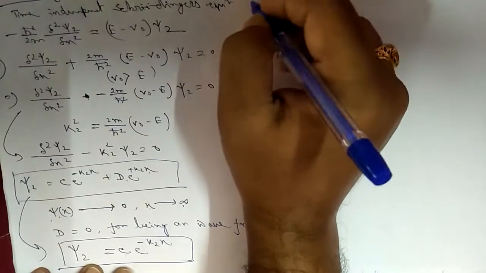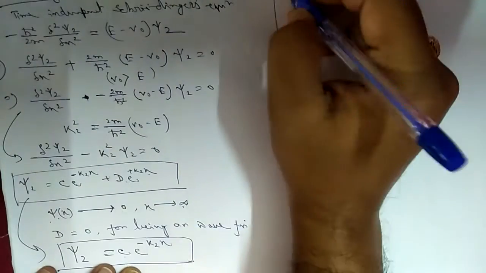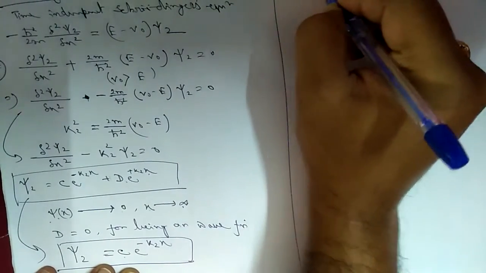So in psi 1, how many constants did you get? In case of psi 1, you got only one constant. Again I am writing psi 1 here. Psi 1, you got the function like that.